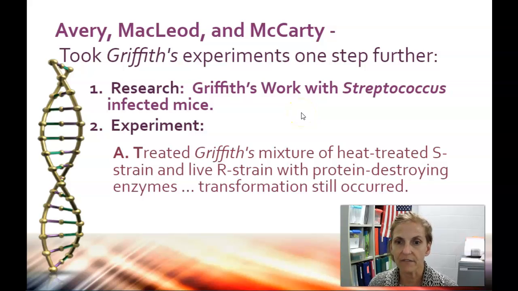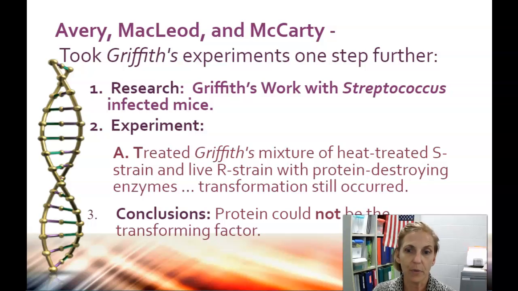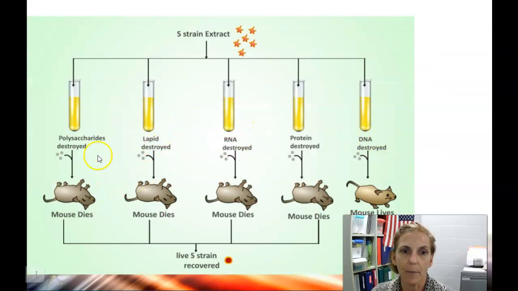So here's the first part of it. So we're using protein-destroying enzymes. So if transformation still occurs when you get rid of the proteins, obviously the proteins are not the genetic carriers. If transformation did not occur after destroying the proteins, you could conclude that the proteins were the transforming factor. So in fact, transformation still occurred. Therefore, proteins could not have been the transforming factor. So they did this with each of the different components. They got rid of the carbohydrates. They got rid of the lipids.